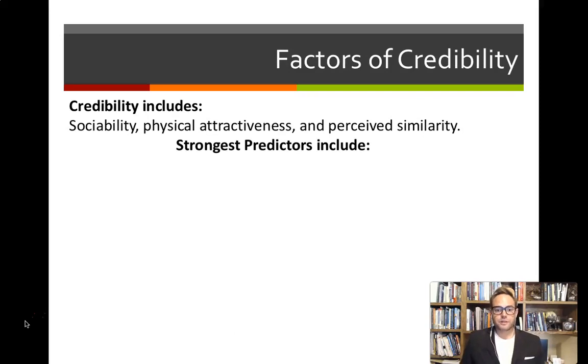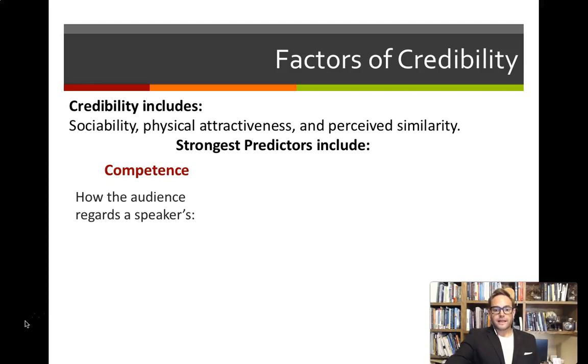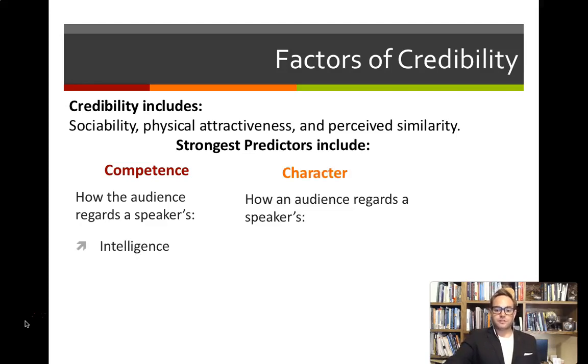So what are some of the factors of credibility? Credibility includes things such as sociability, physical attractiveness, perceived similarities. These are some things that factor into credibility, but at the essence of credibility is someone who is trustworthy and someone who is of good moral character. So we could look at two factors that are the strongest predictors of credibility, and that is someone's level of competence. So this is essentially how the audience regards the speakers in terms of their intelligence, their expertise, and their knowledge of a subject. So as a speaker, people are going to perceive you as credible based on your level of intelligence, your experiences that you're bringing into the speech, or your knowledge of a particular topic.